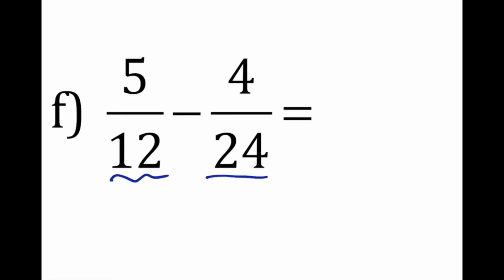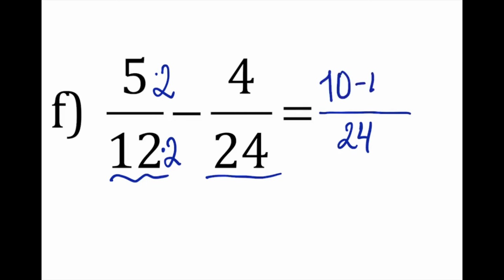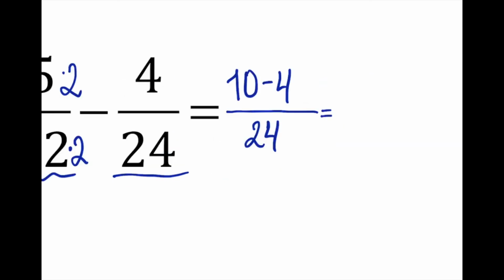Here, 12 and 24, I can raise 12 to 24 by multiplying times 2. 24 is my common denominator. 10 minus 4. That will give me 6 over 24. And then I can divide by 6, and that will give me 1 over 4. So my answer is 1/4.